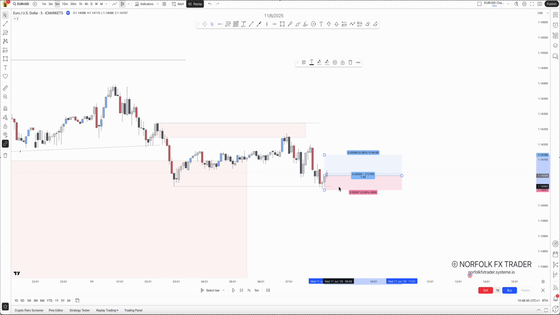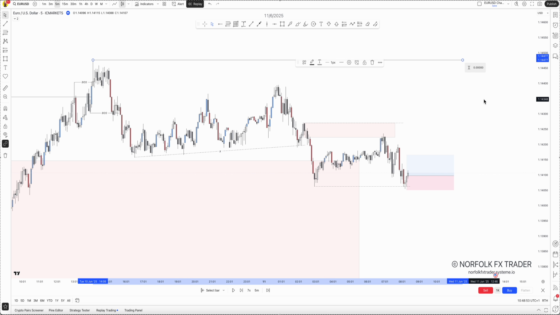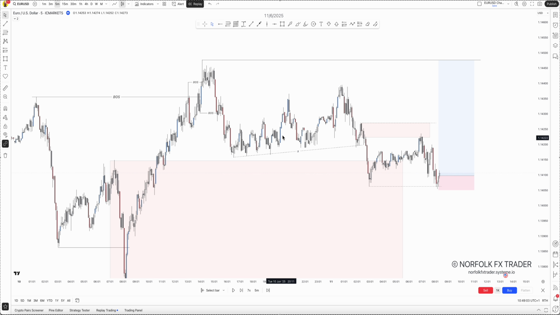We've wicked through this low, taking liquidity. We've took all this liquidity here. And I'm still expecting price to want to run for this high. And that's where you can start to understand where price is going to go. So look, it's an 8R risk to reward trade here. And I'm going to show you that this is actually live price right now on the USD.